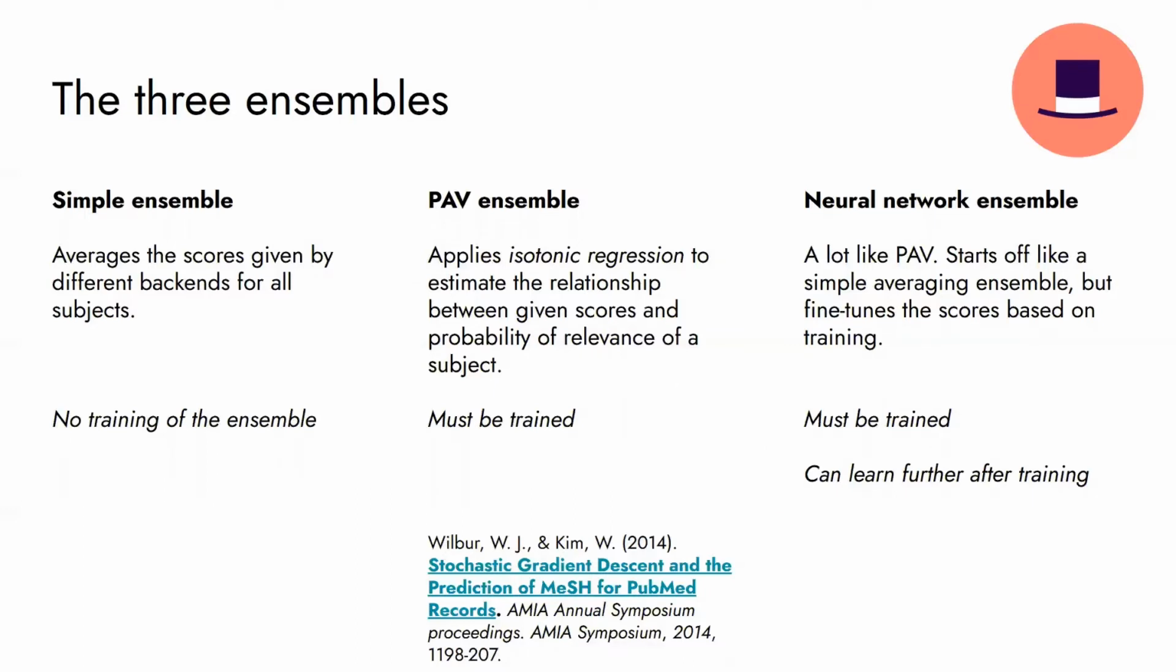Finally, the neural network ensemble. It starts off like the simple averaging ensemble, but fine-tunes the scores based on training data. It can also be trained incrementally. This means if you obtain additional data in the future, you may be able to further improve your results.